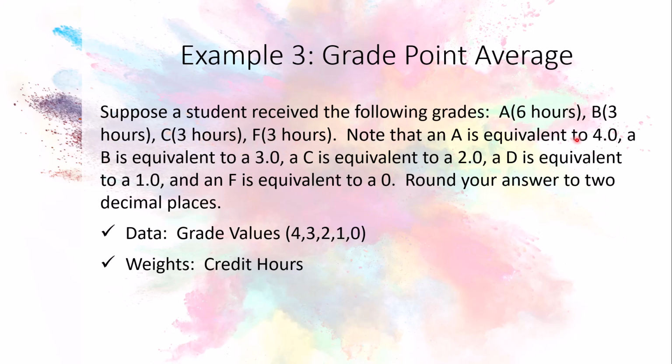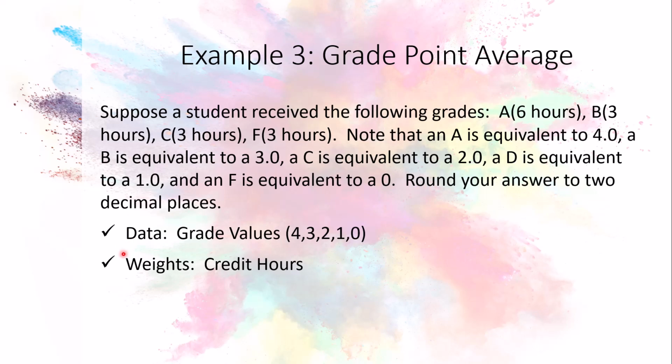So we can almost assume that this person took 1, 2, 3, 4, 5 courses, got 2 A's, a B, a C, and an F. Note that an A, of course, in our GPA computations is associated with a 4.0, B is associated with a 3, C is associated with a 2, D is associated with a 1, and F associated with a 0. We want to compute our GPA and we want to round our answer to 2 decimal places.